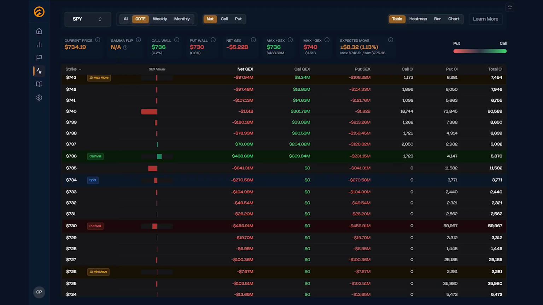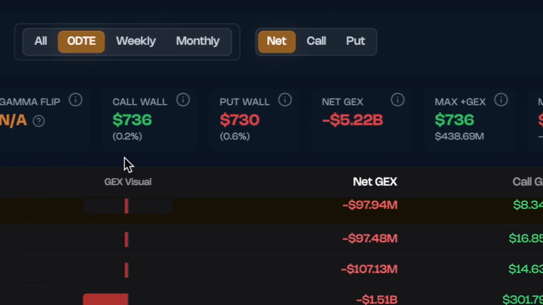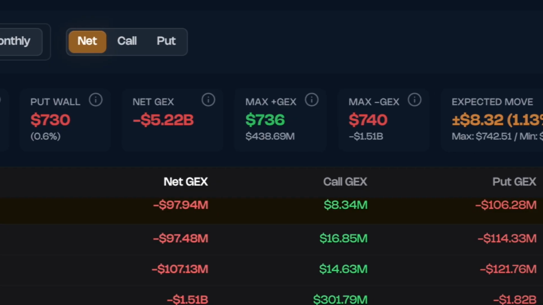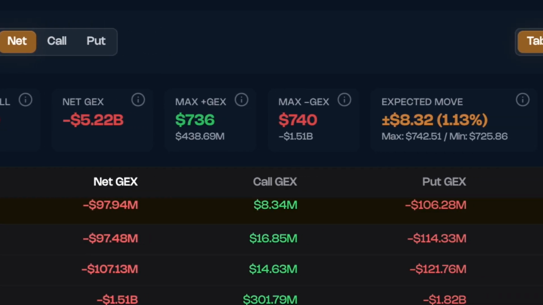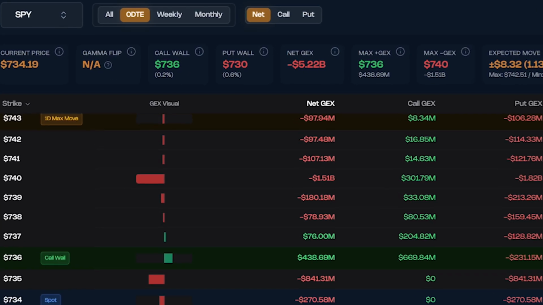By switching between expirations, you can quickly identify where the largest concentrations of gamma exposure exist and how key support and resistance levels may shift over time. At the top, you'll find critical market structure levels, including current price, gamma flip, call wall, put wall, net GEX, maximum positive gamma, maximum negative gamma, and expected move.